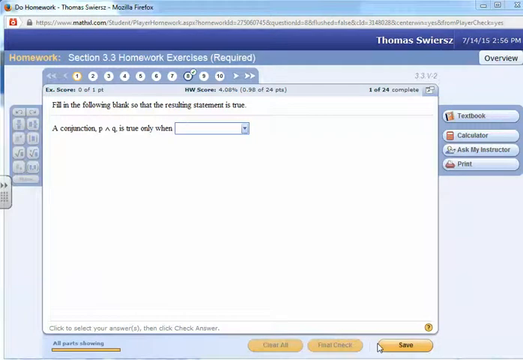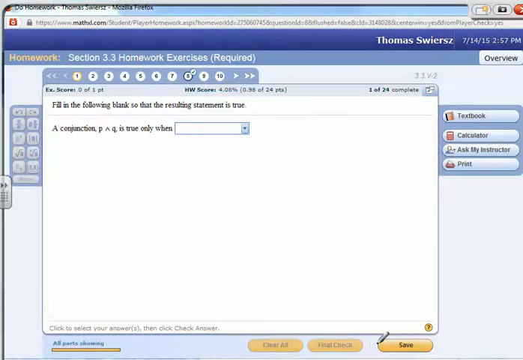Let's do homework exercise number 1 from section 3.3. We'll start with number 1. Fill in the blank so that the resulting statement is true. A conjunction P and Q is true only when, okay, now, P and Q, that's the upside down V, so that's a conjunction. P and Q is only true when both P and Q are true.